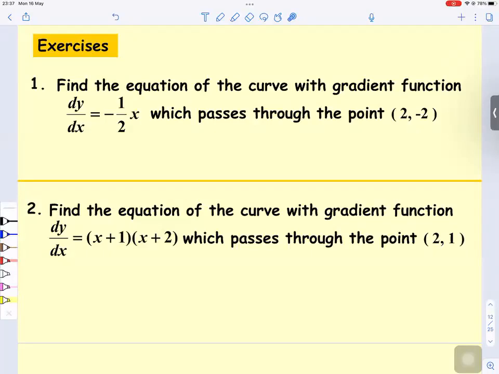Here are 2 questions for you to try. Question number 1, find the equation of the curve with gradient function dy over dx is minus half x, and it passes through the point (2, -2). And question number 2, find the equation of the curve with gradient function, and it passes through (2, 1). First pause and have a go. When you finish, you come back to check your answer.